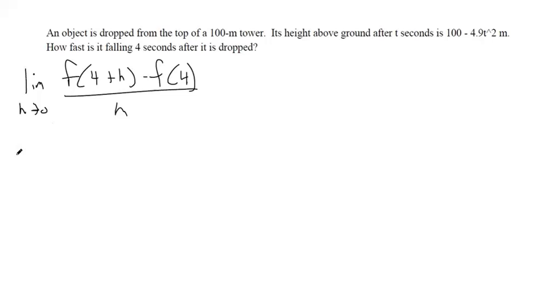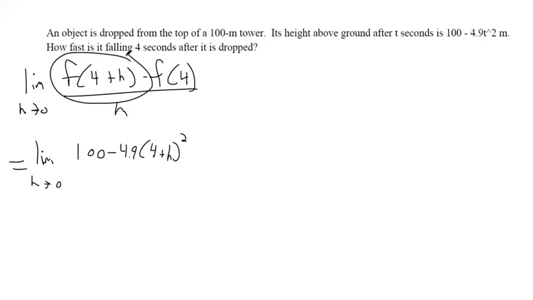Okay. So to do that, we just need to plug in everything where it's supposed to go. 4 plus h, we're replacing t instead of x in this case. So I'm plugging in 4 plus h right in here. So this part is 100 minus 4.9 times 4 plus h squared. All I've done is evaluate this, because I plugged it into the formula. And then we're supposed to subtract f of 4. That means plug in 4 into this formula and simplify.